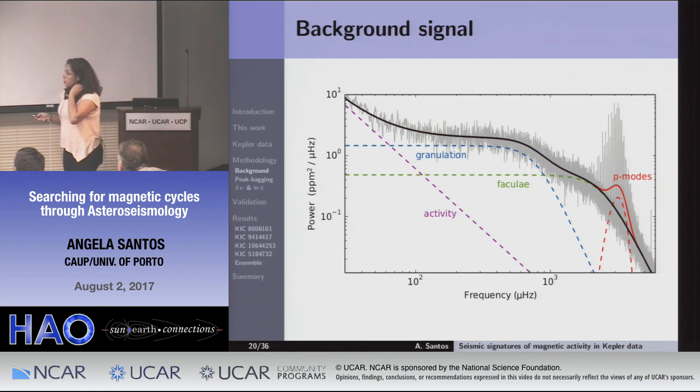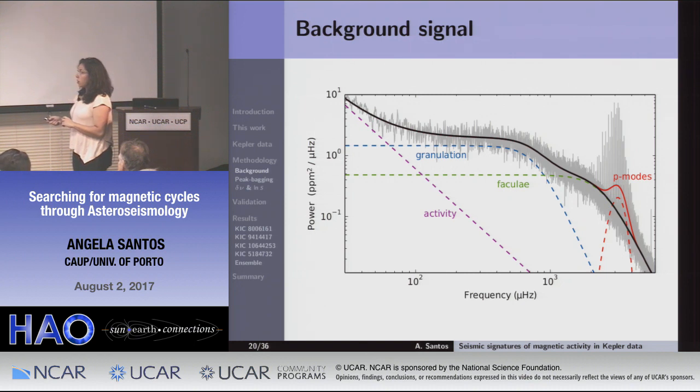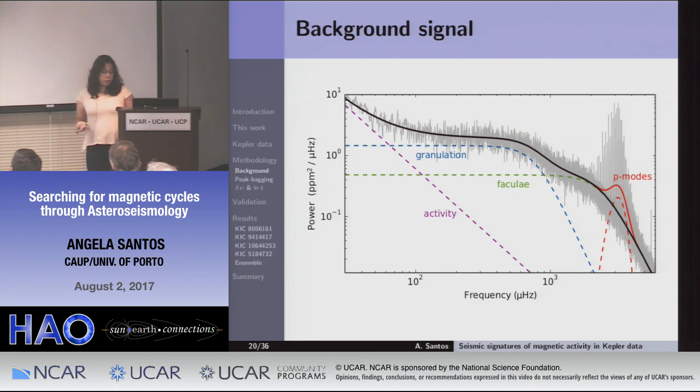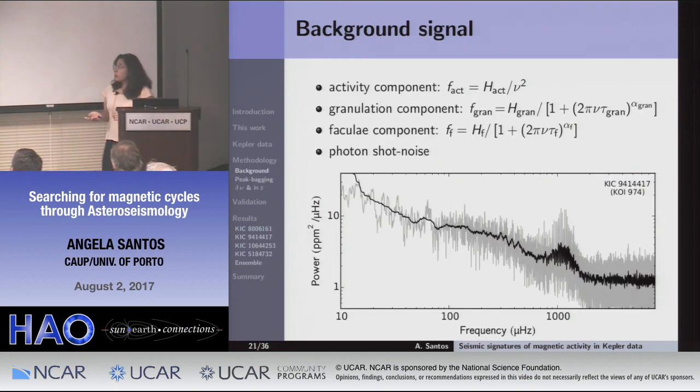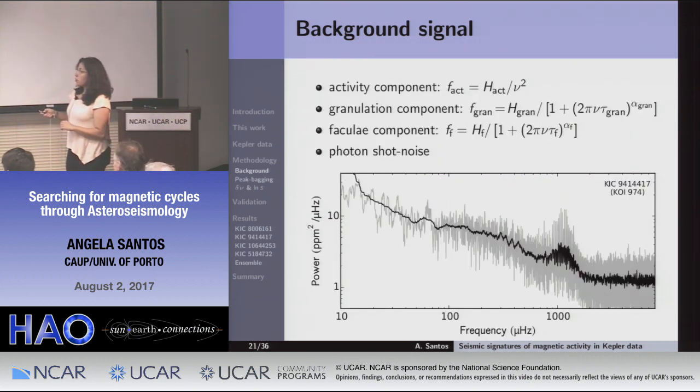Coming back to this picture, this is the power spectrum of the Sun, and the background signal here is basically composed of the activity component, the granulation component, and the faculae component. These two components are related to convection, and in particular for Kepler stars, we still have to add a flat component related to photon shot noise. So in the end, we start with a model composed of 4 components: activity, granulation, faculae, and photon shot noise.